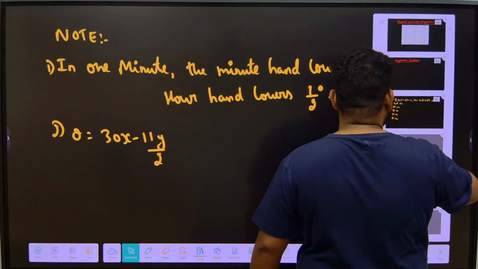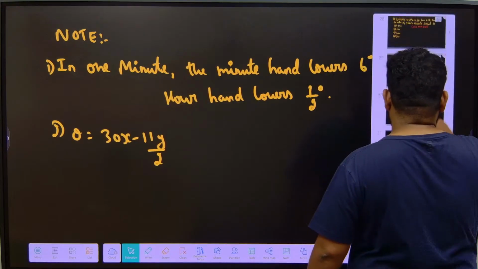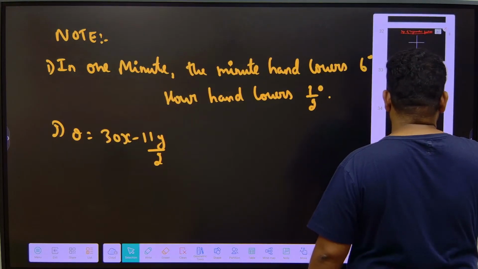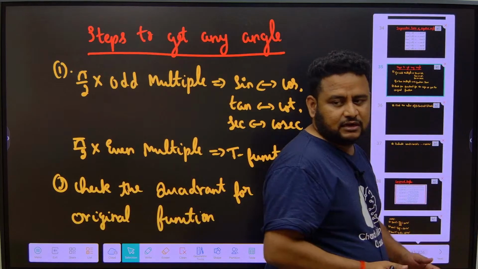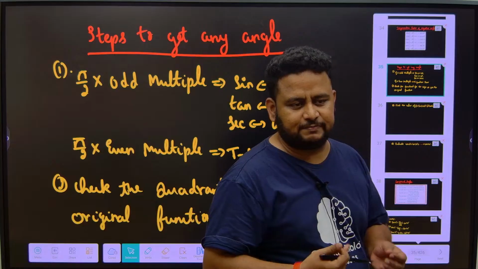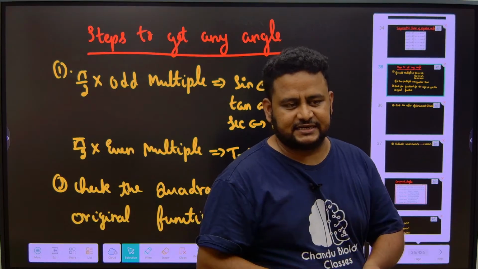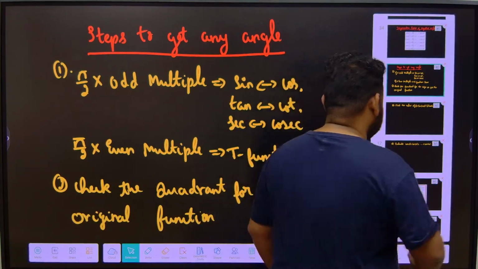We started with what is an angle, angular measurement, theta is equal to 30x minus 11y by 2, all these things. I also told you these things. If there is negativity, all the functions will throw it out except cos and secant, which will absorb it itself. All these things we learnt.